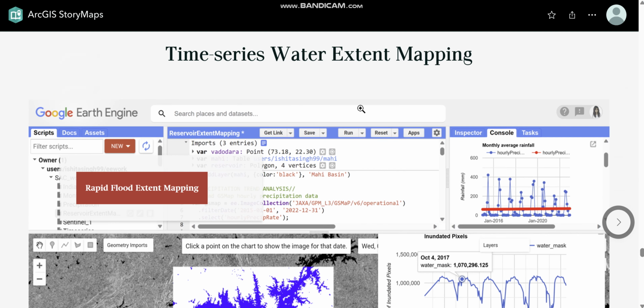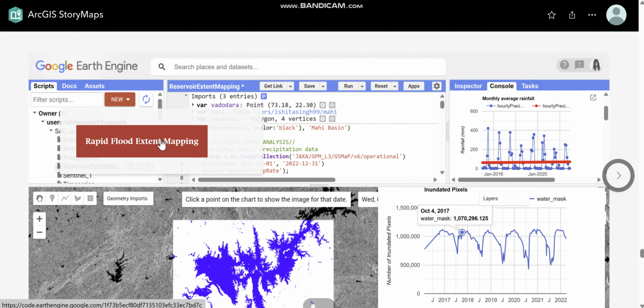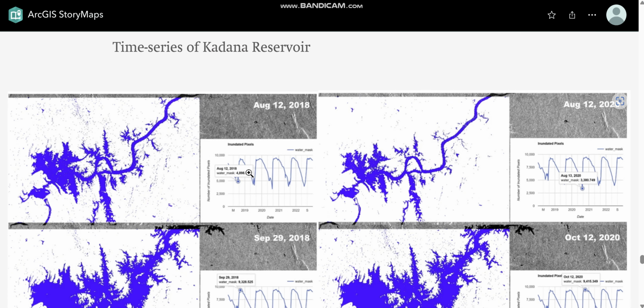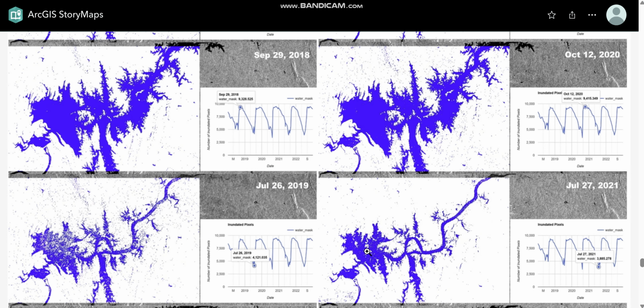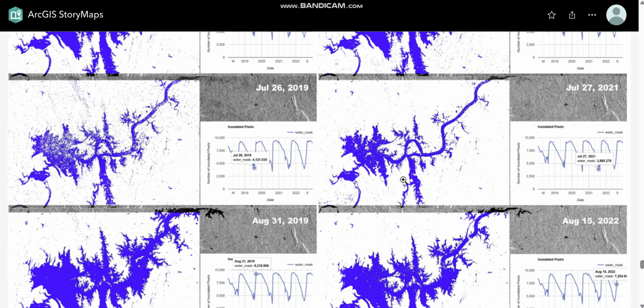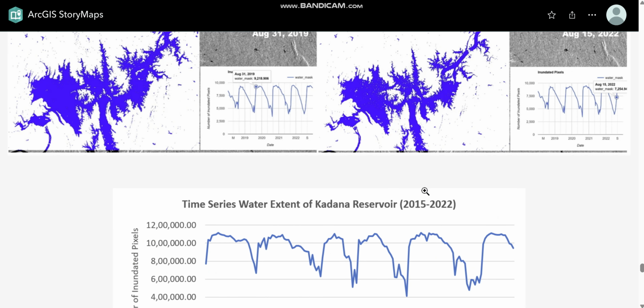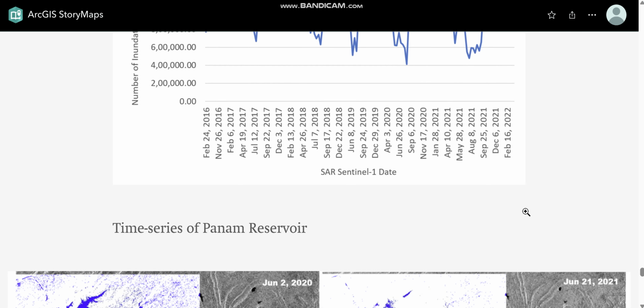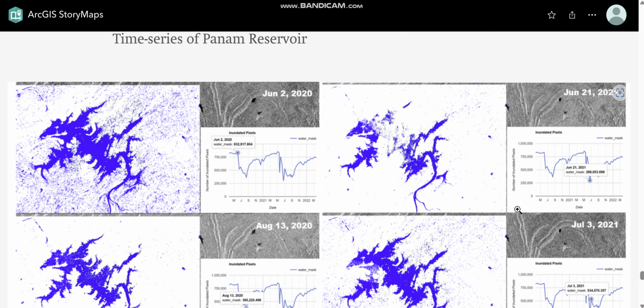Then this is the time series water extent mapping. This link goes to the code editor file of this Google Earth Engine. This is rapid: you can click and get the current water extent of the reservoir for every month. This is the area and the number of inundated pixels date-wise for the Kadana reservoir, and similarly for the Panam reservoir.